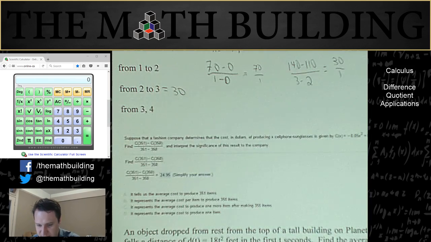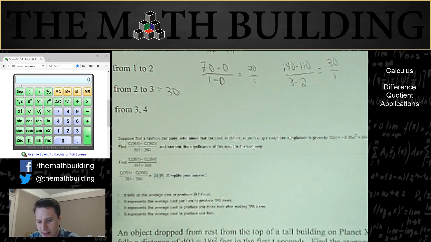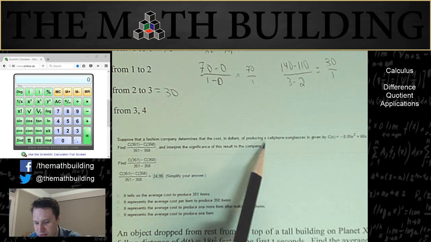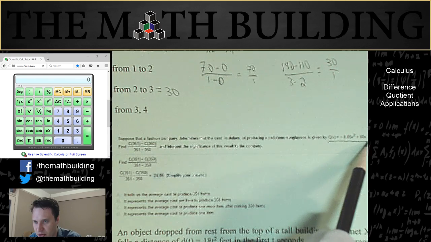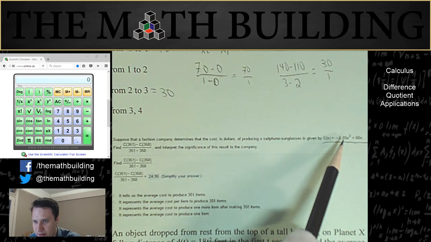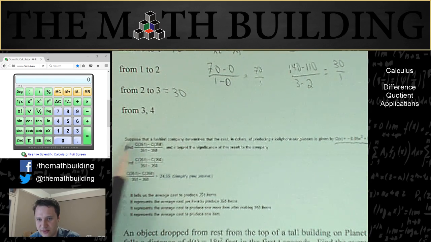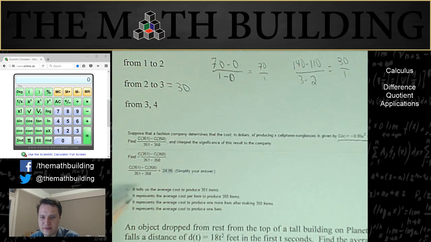It says, suppose that a fashion company, and I know this is difficult to read, but hopefully you can read it on your paper. It says, suppose that a fashion company determines that the cost in dollars of producing x cell phone sunglasses is given by this cost curve right here, which is negative 0.05x squared plus 60x. Calculate this difference quotient from 351 to 350 and determine the significance of it.